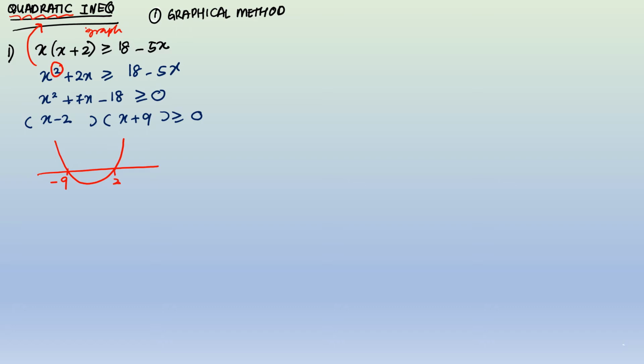Why do you draw the smile graph? Because our a is greater than 0. Where is your a? Here is your a. A is equal to 1, so greater than 0. That's why you draw a smile graph. And next, I want you to look at your y. Here, y is greater or equal to 0. That means you have to shade the x line to the left and to the right, or you can shade the other way, depending on what you are comfortable with.